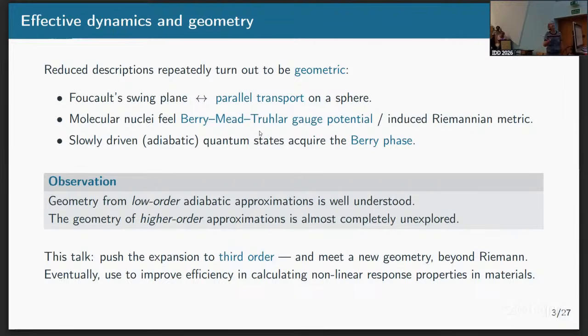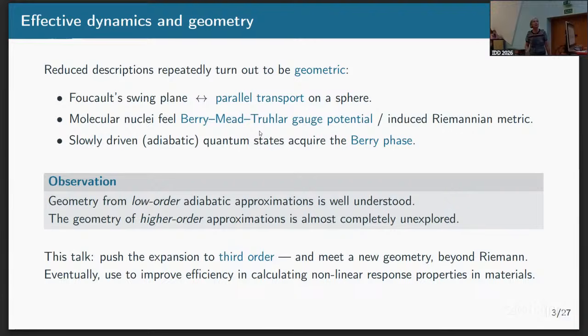In molecular dynamics, this is known, mostly due to Berry and his discovery of the Berry phase. Basically, the molecular nuclei would feel a gauge potential, known in solid state as the Berry-Mead-Truller gauge potential, and the quantum state, the adiabatic state, would acquire the well-known Berry phase.